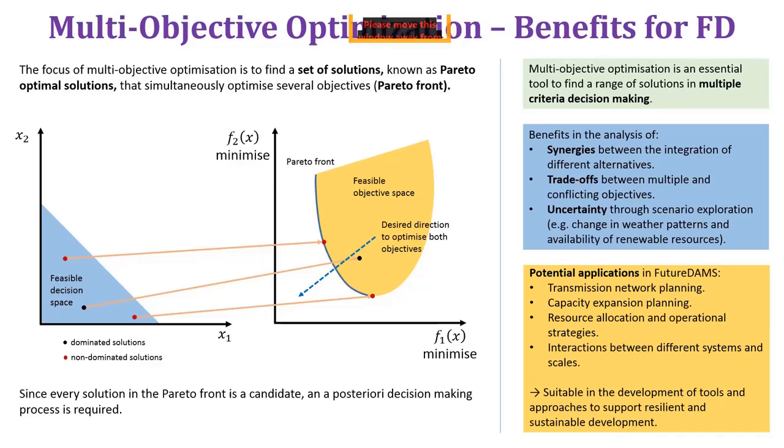Some benefits of the integration of multi-objective optimization in the FutureDAMS project are related to the analysis of synergies, trade-offs, and uncertainty quantification to support decision-making processes with data and detailed analysis.